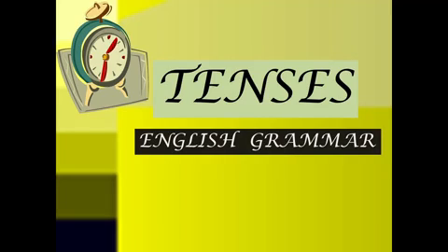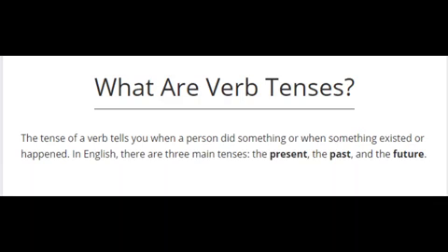Now, what are verb tenses? The tense of a verb tells you when a person did something or when something existed or happened. In English, there are three main tenses, that is the present, the past and the future. So verb tenses are very important.